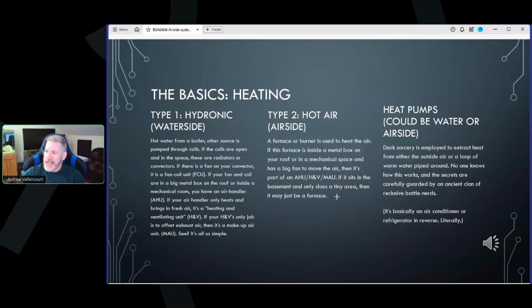If it sits in the basement and only does a tiny area, then it may just be a furnace. Point of fact, people, this is a thing with me. People will talk about, oh, the furnace in the basement of their house. Odds are you do not have a furnace in the basement of your house. Odds are you have a boiler. Boilers heat liquid, furnaces heat air. Just a weird, or material. Believe it or not, a furnace can heat material as well. But if it's heating a liquid, it's a boiler.